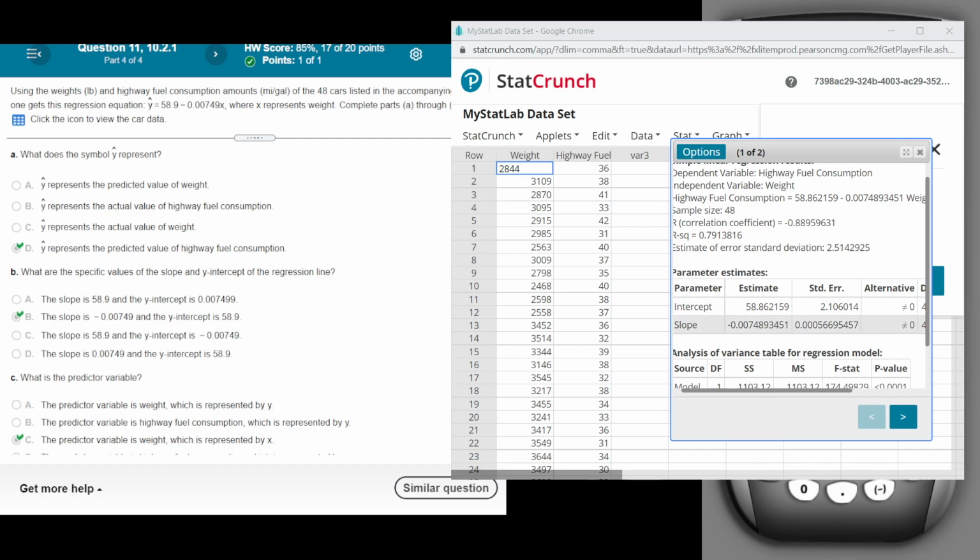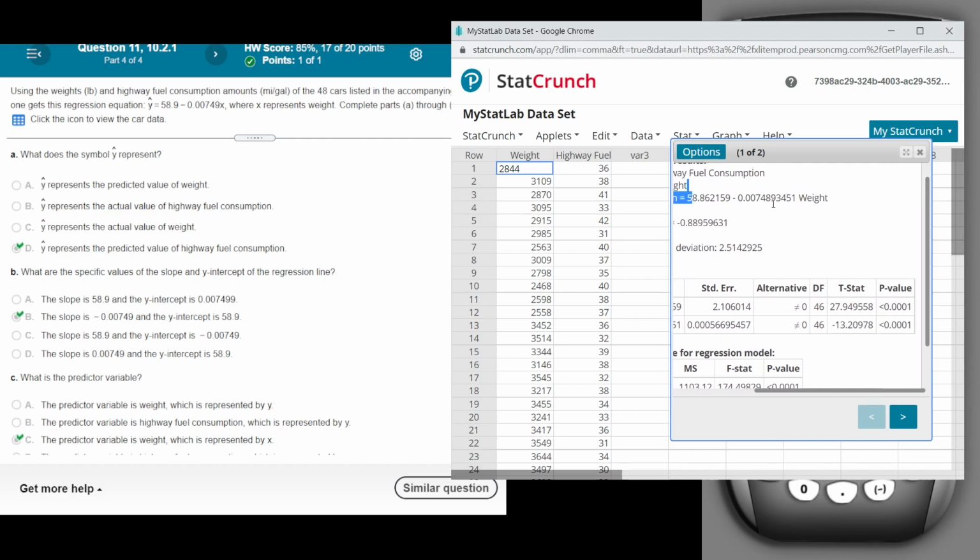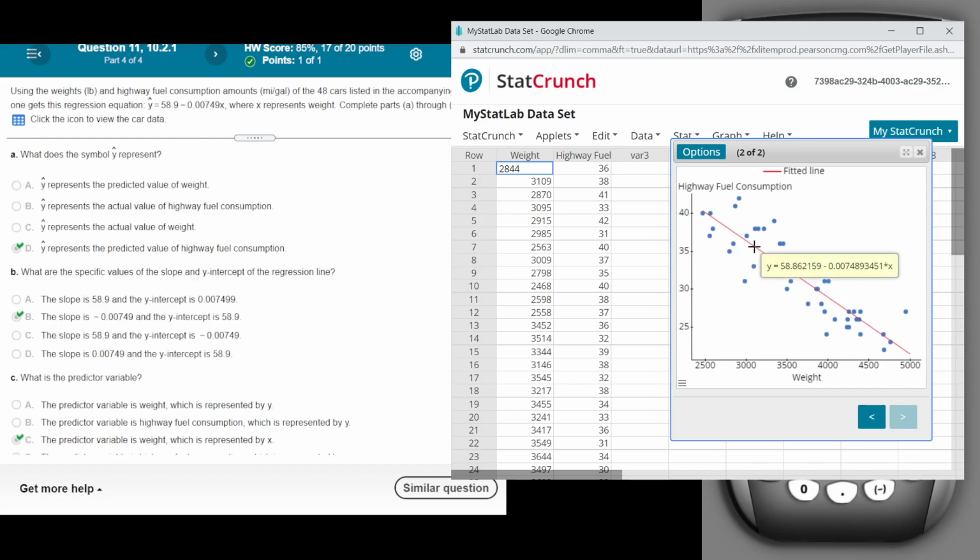You see the slope is negative. So that'll answer question B, where it says what are the specific values of the slope and y-intercept. So your slope will be here, your y-intercept will be here. They also put it up here in this form. Here's the value of the slope, negative 0.7, and they put the word weight next to it. You can think of that as being x. And look, the graph as well. This is how the graph will look.